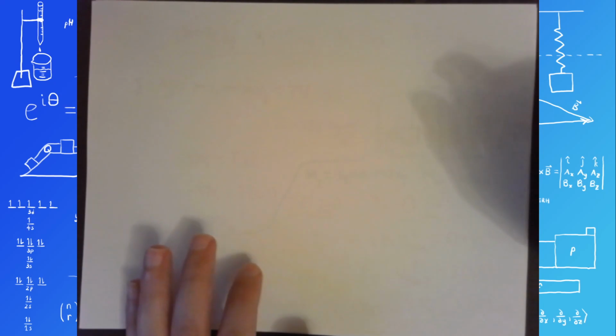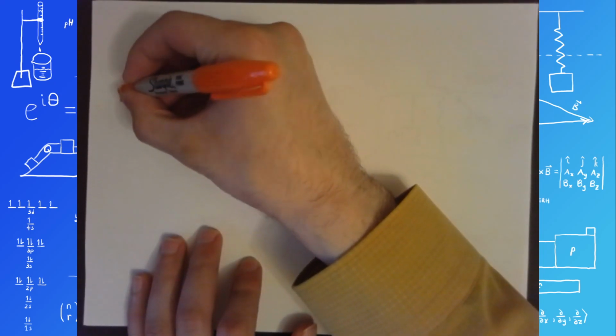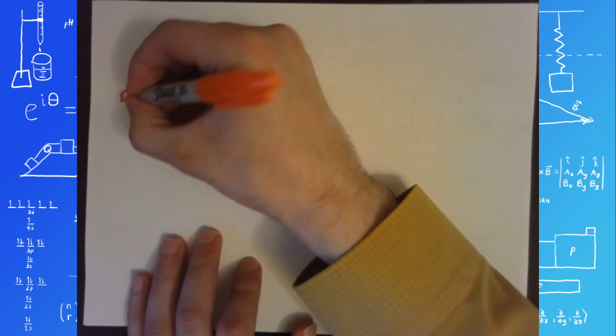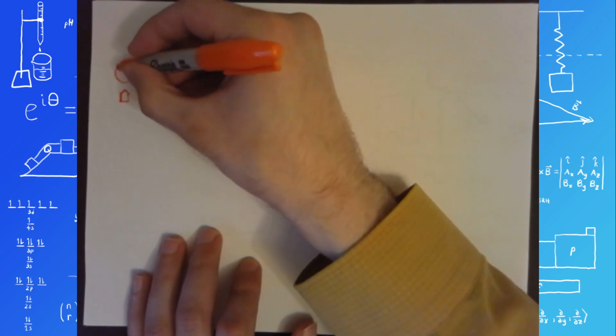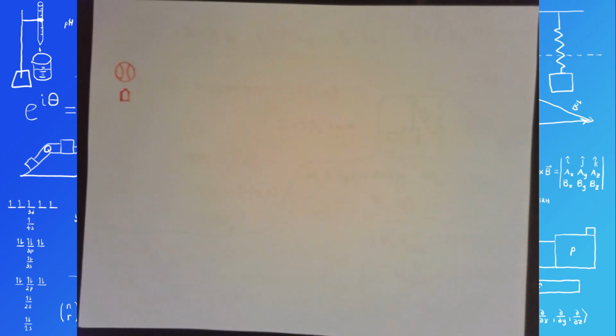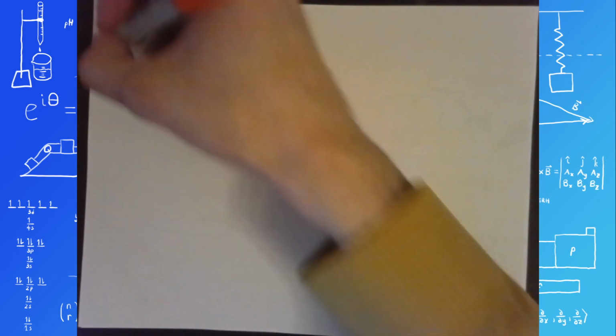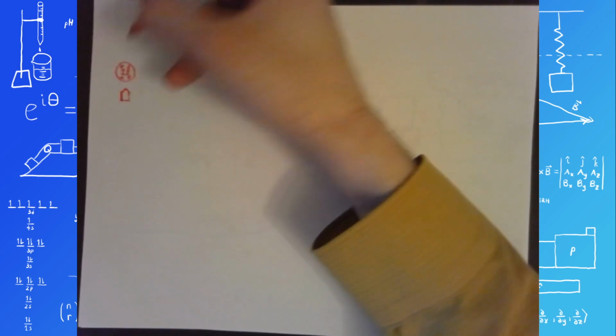Okay, so a bullet is fired vertically into a baseball, and I guess if I want to draw a more accurate baseball, I need to put the little stitches on it.